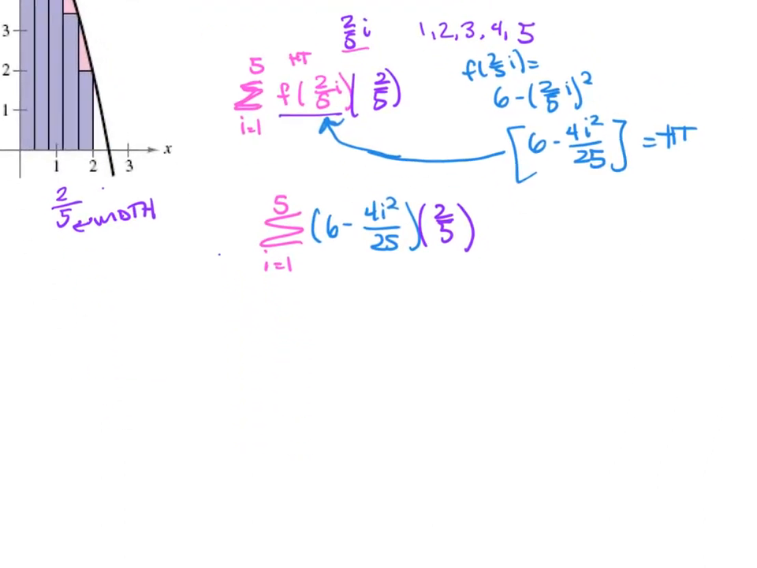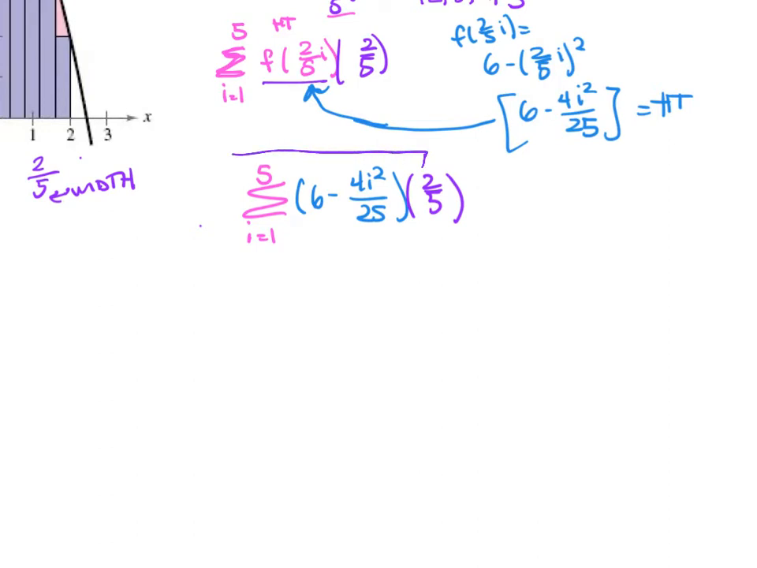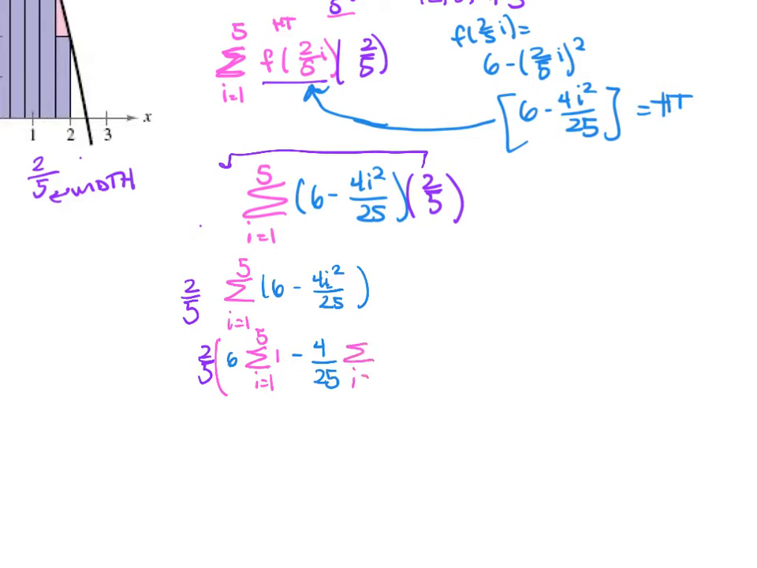There are a couple ways to do this. One way I'm going to do this is factor this 2/5 all the way to the front, so I'm going to multiply that to the entire thing at the end, and then times the 6 minus 4i squared over 25. Then we're going to split this up. So 2/5, and now 6 will go here, the sum of i equals 1 to 5 of 1. And then we can factor everything but the i squared out, so this is going to be minus 4/25 of the sum of i squared. Now we're going to substitute using our summation formulas.